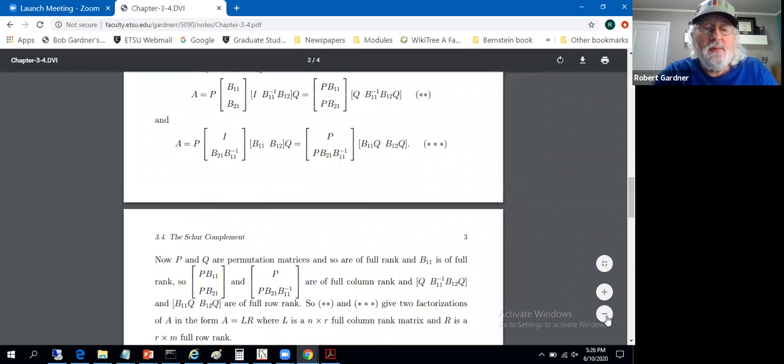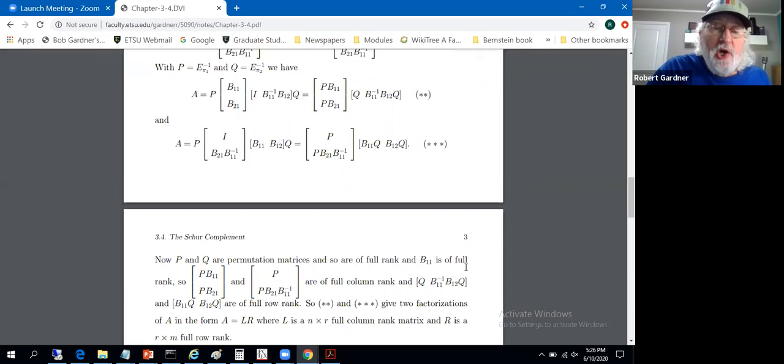I want to try to have the conversation with all of this in front of us. Let me shrink it a little bit. P and Q are permutation matrices. They're full rank. B11 is full rank. So what have you got going on here? Well, we've got a full rank matrix times a full rank matrix. And somewhere along the lines, we said implicitly that the product is full rank. Product of full rank matrices is full rank.